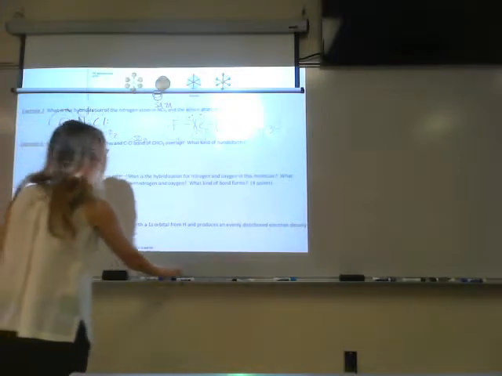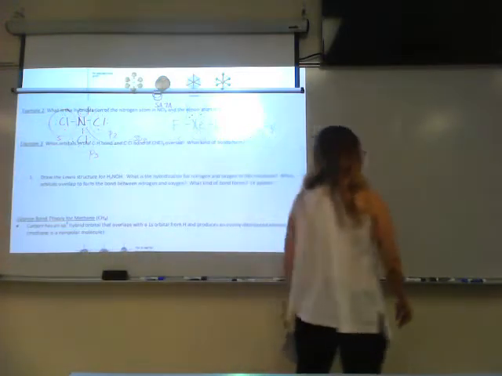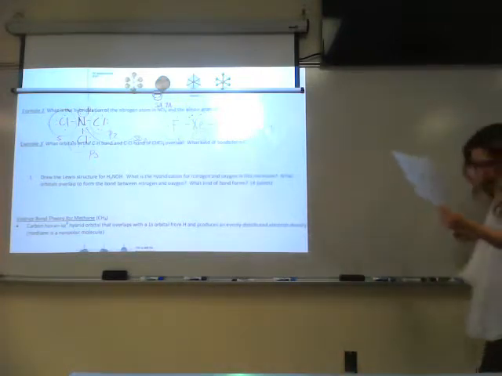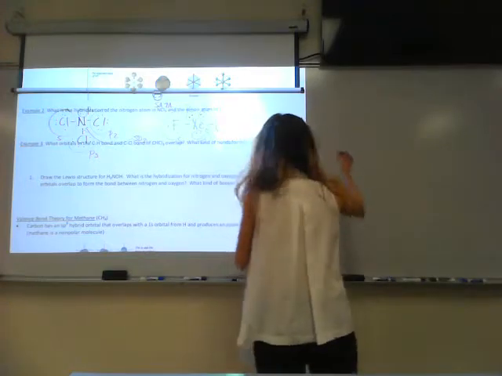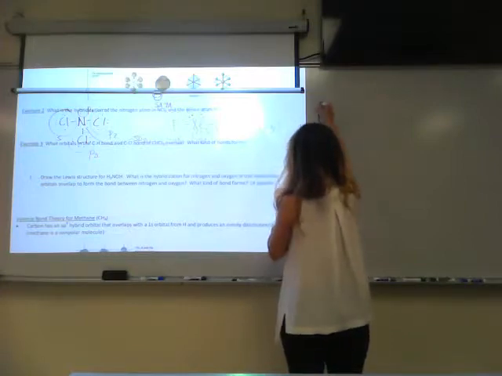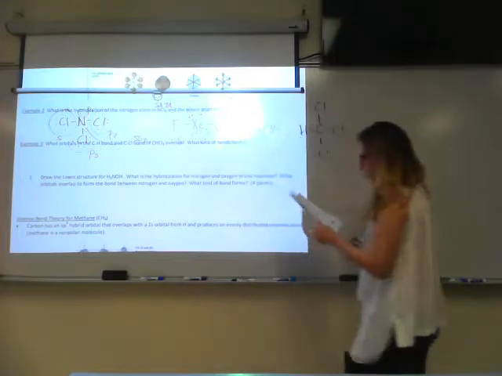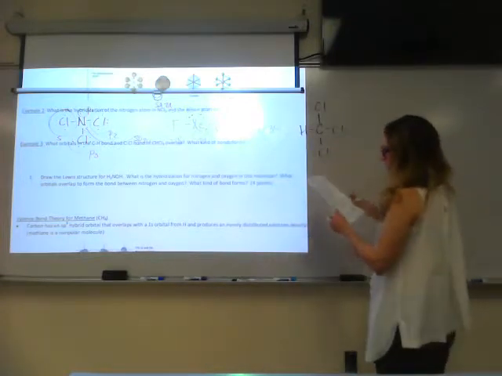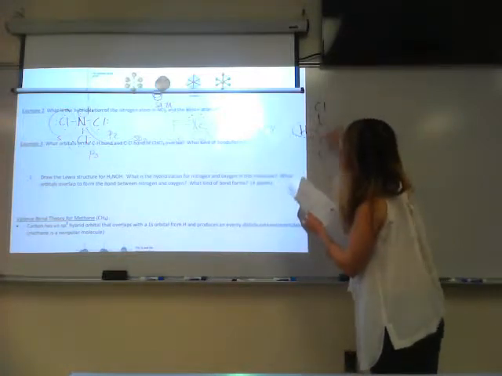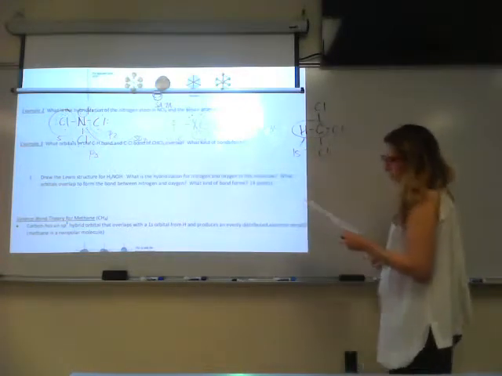Okay. Now, example number 3. What orbitals in the CH bond and the CCl bond of CHCl3 overlap? What kind of bonds form? Okay, now for this one, I'm going to do this over here. CHCl3 is going to look something like this. Okay, there's your Lewis structure.